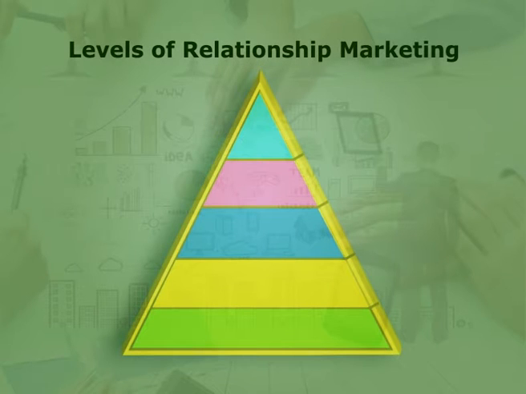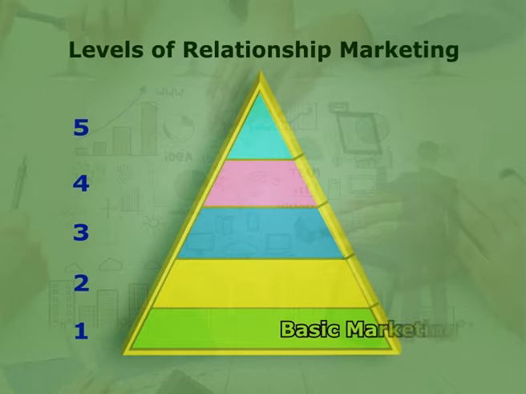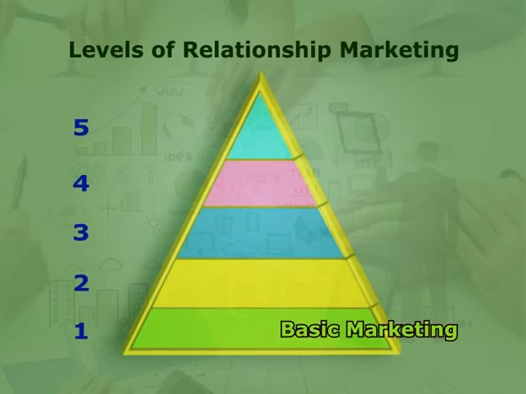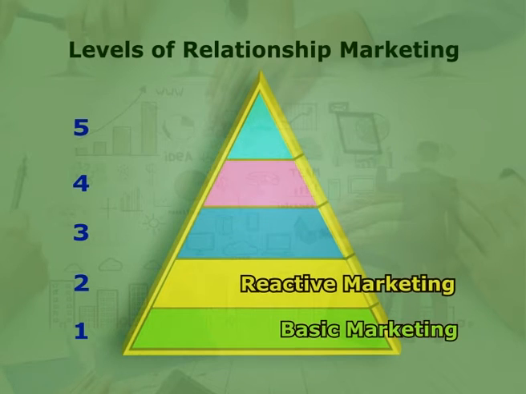There are 5 different levels of relationship marketing, thereby improving customer service and customer satisfaction. These levels are as follows. The first is basic marketing, wherein the salesperson sells to the final customers. This is known as direct sales. The second level is reactive marketing. The salesperson sells the product and encourages the customer to call for any comments or inquiries.